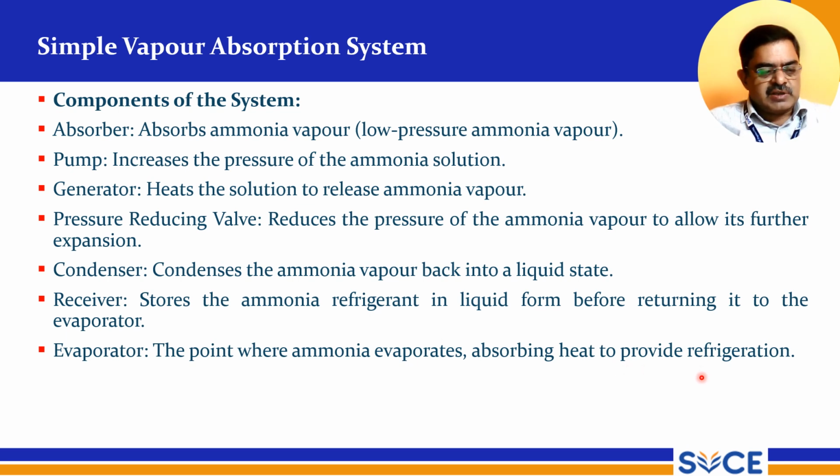So these are the main components of the absorption system. The first one is the absorber, next the pump, generator, pressure reducing valve, a condenser like in a vapor compression system, a receiver and an evaporator. So these are the major components of the vapor absorption system.